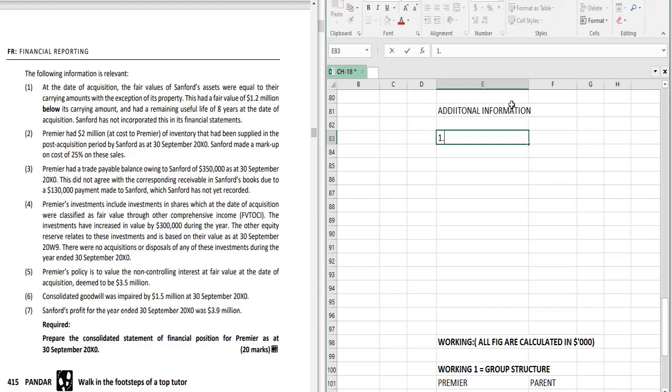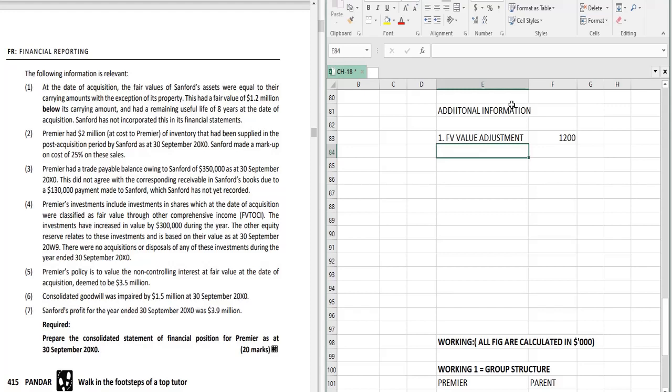I'm sorry, the fair value is in excess of its carrying amount. Here the fair value is below its carrying amount. Okay, so we have to do a fair value adjustment, that is the 1200. In previous cases we have added just the fair value in the PPE, but here we won't add because it is below its carrying amount.